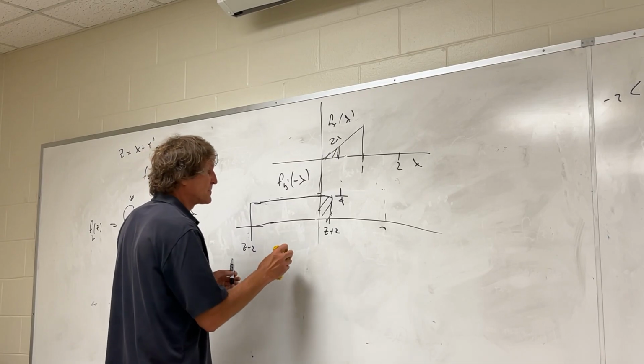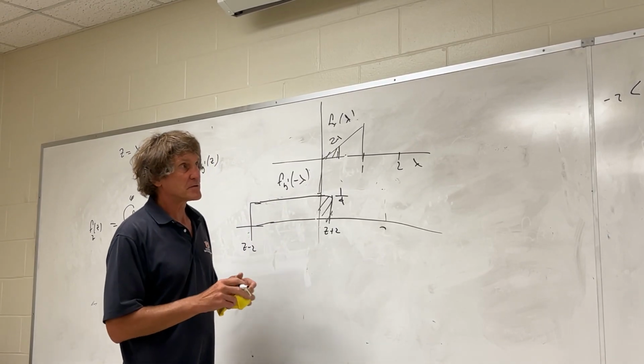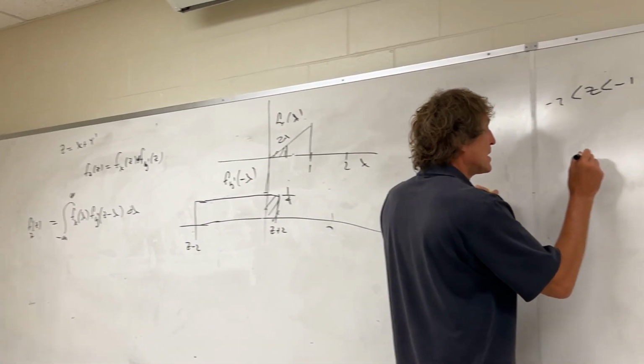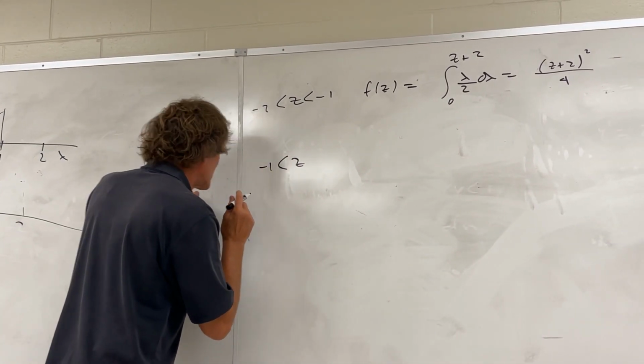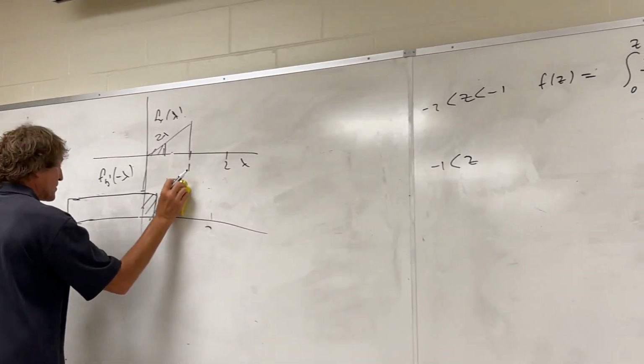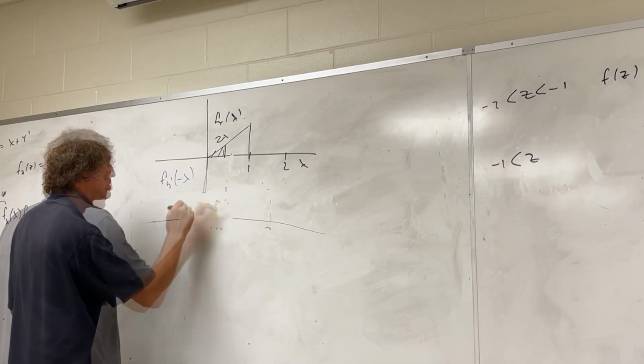All right, now I'm going to move this, and now I'm going to go to where z is going to be greater than -1. Now think about that. So I'm going to try to show you this. Now we have this.